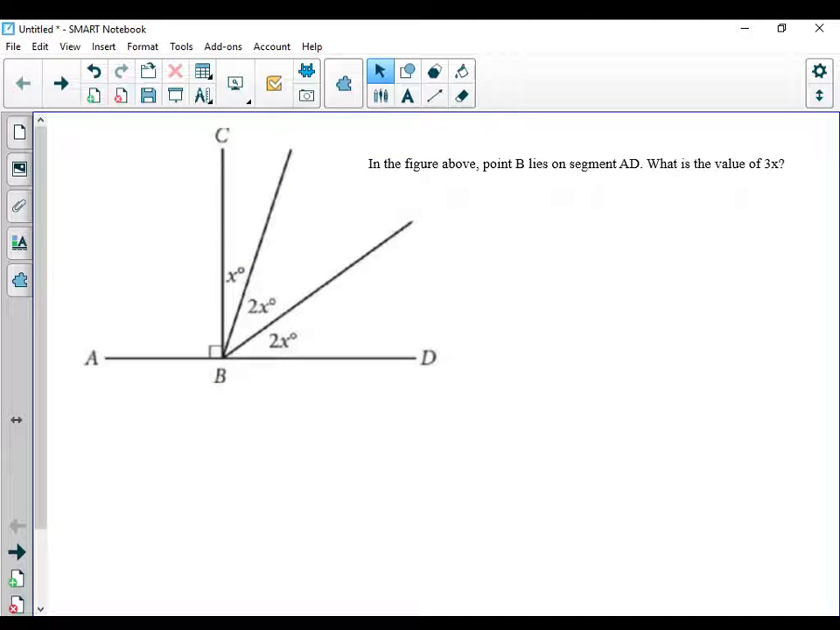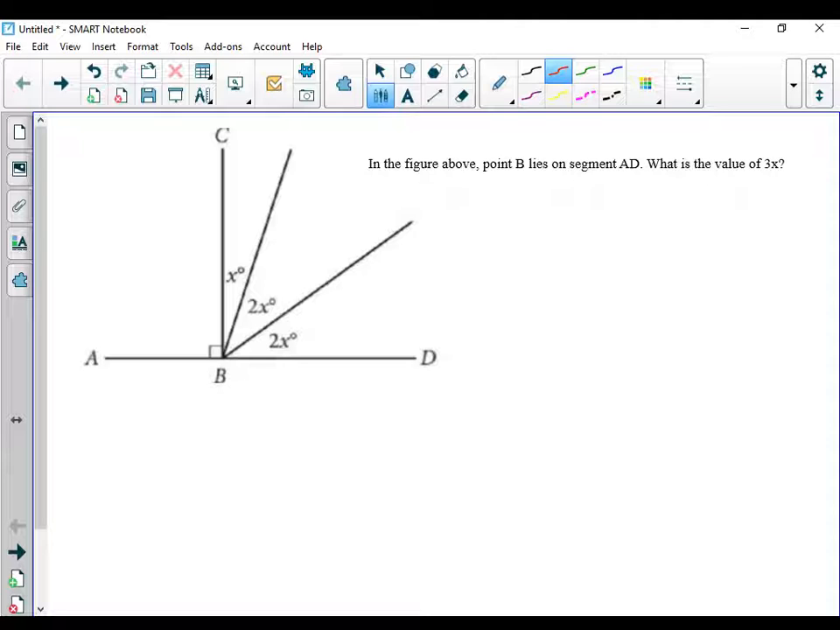Recently, I've been giving you some SAT warm-up problems, so I wanted to go through those and make sure you understood why the answers came out the way they did. The first one was this picture, and they talked about point B on the segment AD, and eventually wanted us to figure out the value of 3x.